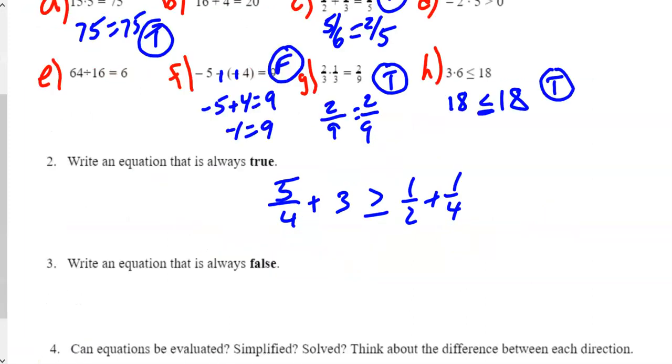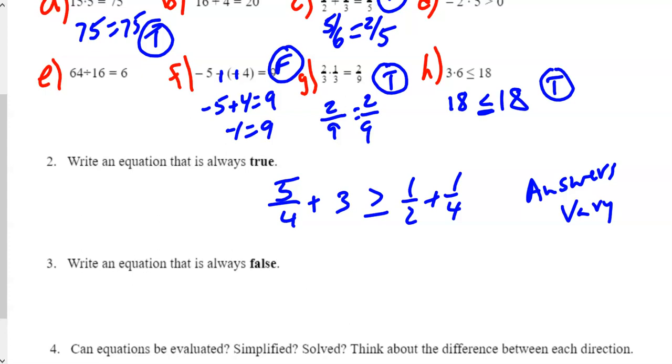Okay, I went ahead and put an example down. I did 5/4 plus 3 is greater than or equal to 1/2 plus 1/4. I recommend challenging yourself on this. It really can be anything. There's a ton of different answers for this, so your answers really can vary. I'm happy to check yours. If you have questions, you can either email me about it or ask me during the Google Meet.